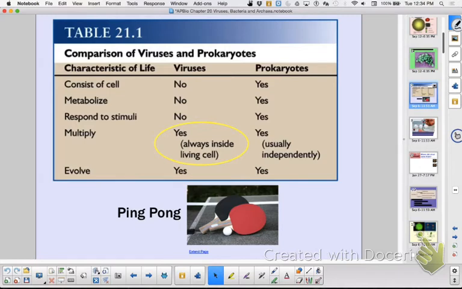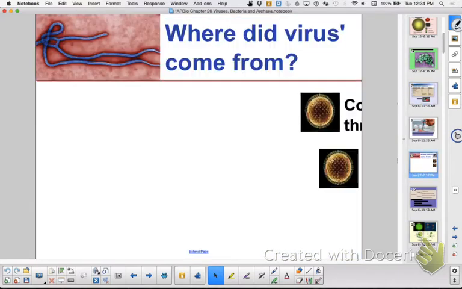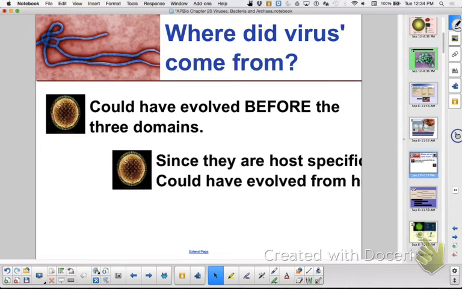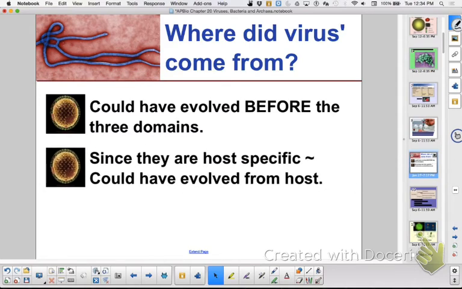As far as their origin, remember we talked about how they could have come before we even had the 3 domains. But because they are so host specific, that also lends credence to the hypothesis that, because of different ways that DNA can move around, crossing over, what are the jumping genes? Transposons, they could have evolved from their host.